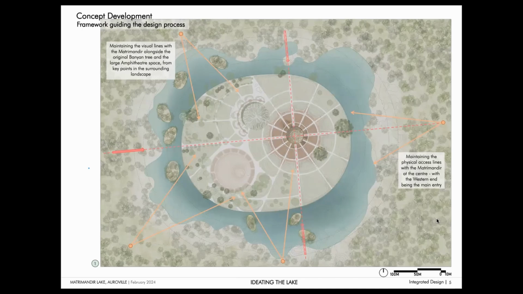Now, in addition to this, there are also very key locations on the outer periphery that we see, where one is able to glimpse at the Matrimandir, either between the banyan trees to the background or across the amphitheater and so on. So these visual axes also become equally critical.